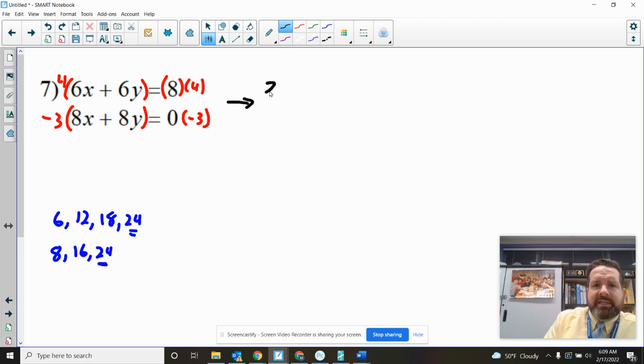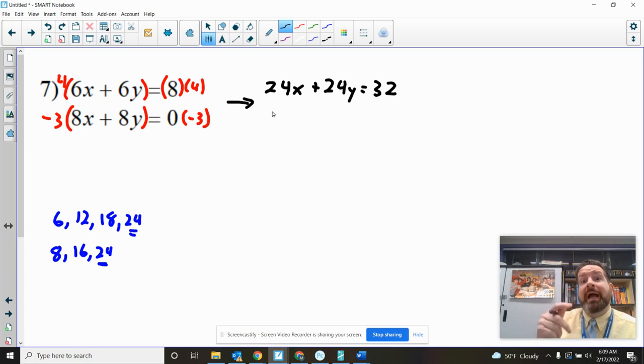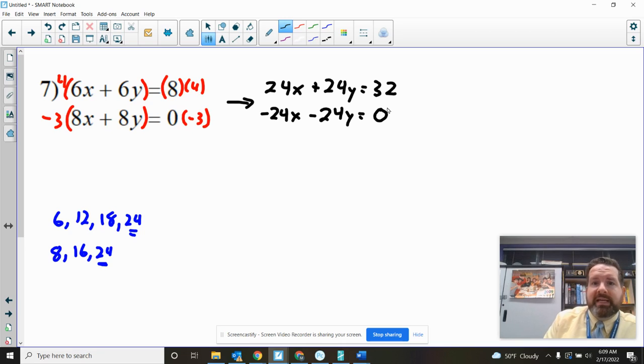So 4 times 6 is 24 x's. 4 times 6 again is 24 y's. And 8 times 4 is 32. On the bottom, now we made a negative here because I don't want to create another 24. I want to create a negative 24 to have that set of opposites. So negative 24x minus 24y equals, and 0 times any number is still 0.